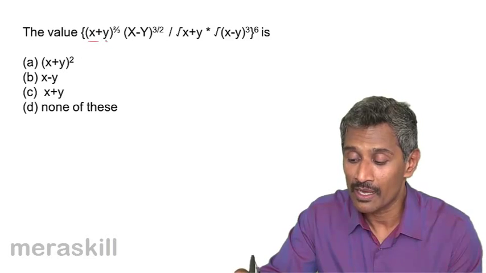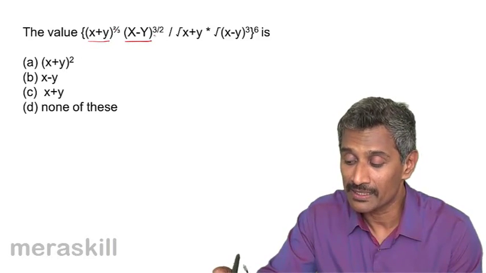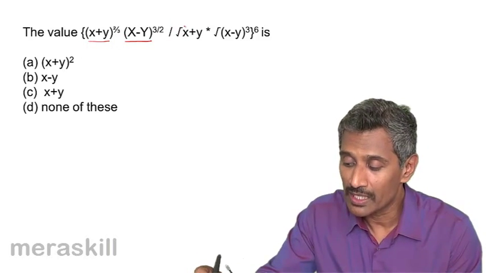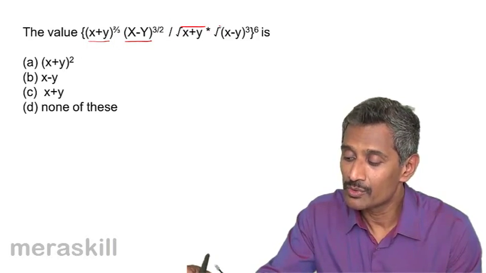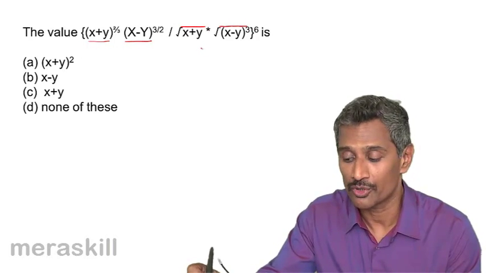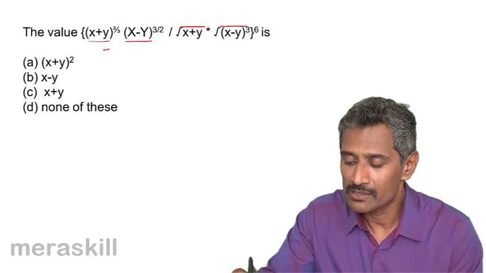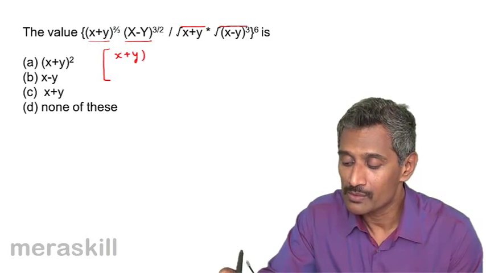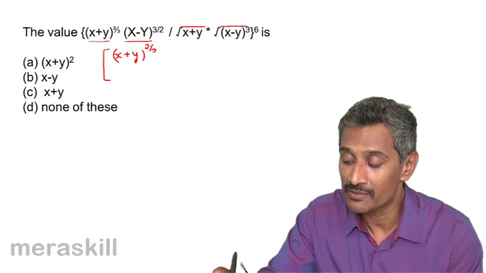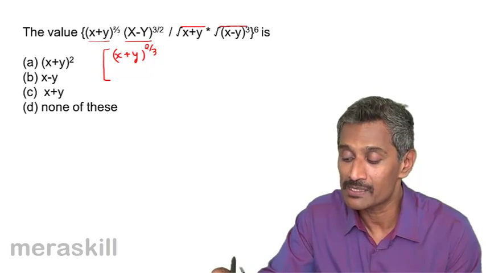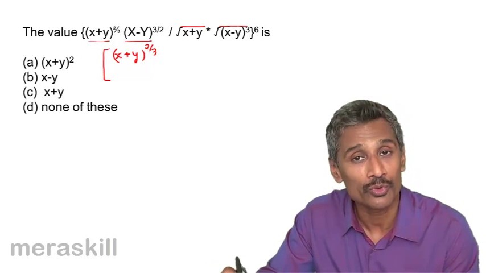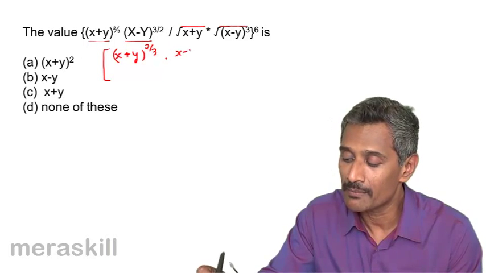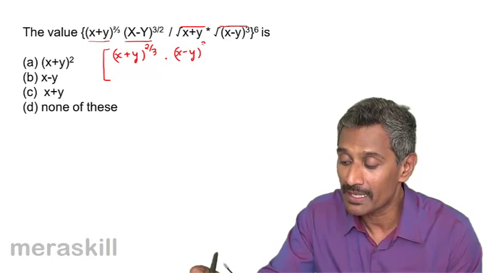It's x plus y raised to 2 by 3, x minus y the whole raised to 3 by 2. The product of these divided by root x plus y into root x minus y the whole cube. Now how do we write this? So let's put this in a big bracket. So it's x plus y the whole raised to 2 by 3. Remember, this means that it is the cube root of x plus y the whole square. Similarly, here you have x minus y the whole raised to 3 by 2.